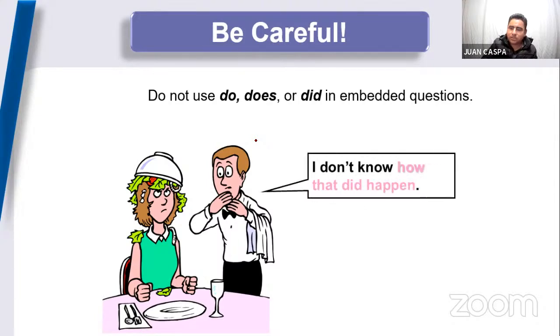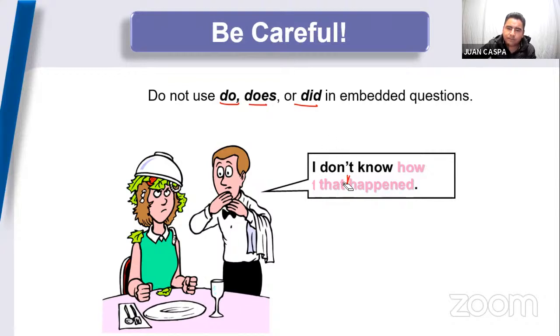Ah, no, we don't have to use this one, right? Well, sorry. We don't have to use did. We do not use do, does, and did. Grammatically this can be correct, but we have to know that this is an embedded question. That's why in conversations, we won't say, I don't know how that did happen. We're going to say only, I don't know how that happened, right? Directly. We're going to omit it even though it might be grammatically correct.